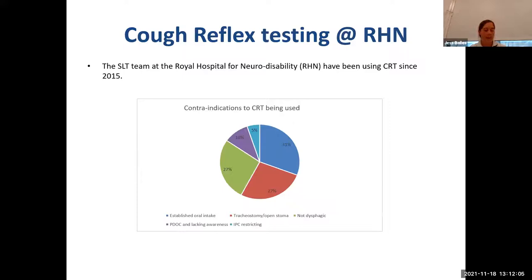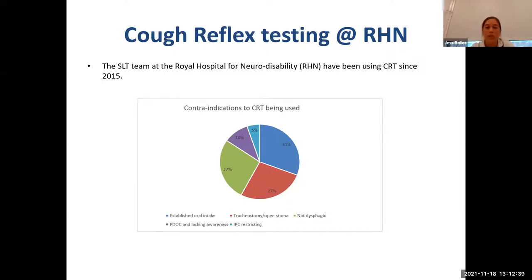And then just looking at how we use cough reflex testing here at the RHN. So the team have been using it since 2015. And like I said, we use it across all of our services. We recently completed a service evaluation looking at how we use cough reflex testing. And something I've just pulled out from that was looking at contraindications to cough reflex testing. And the main contraindications in our caseload relates to patients not having a dysphagia when they're admitted to us, or patients already being on established oral intake at the time of their admission.